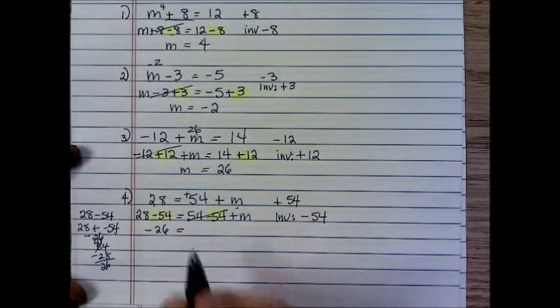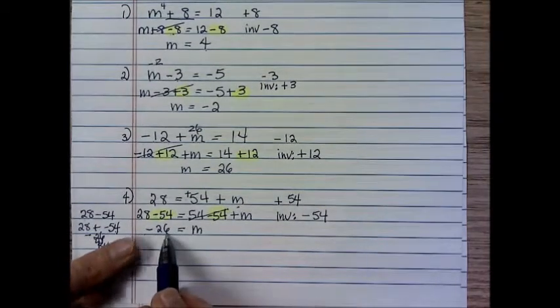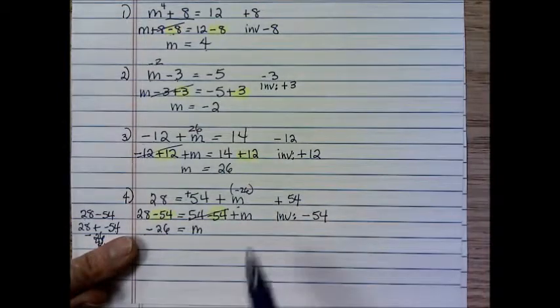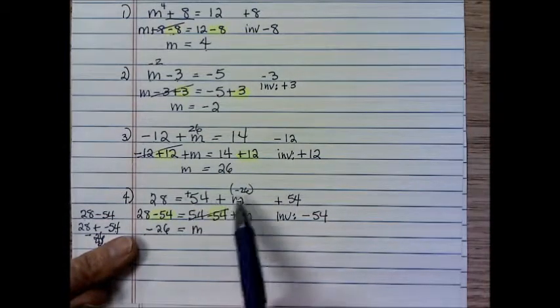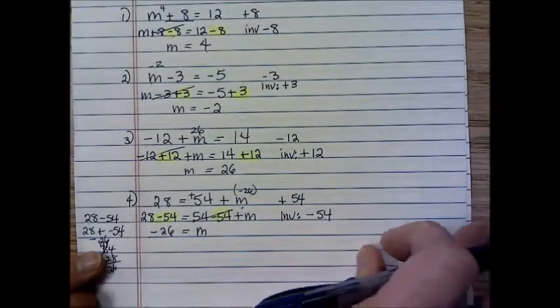We don't need to write that. And now we have negative 26 equals m. Again, if we take our negative 26 and substitute it up here in our original equation, 54 plus negative 26, does it equal positive 28? Yes, it does. Great.